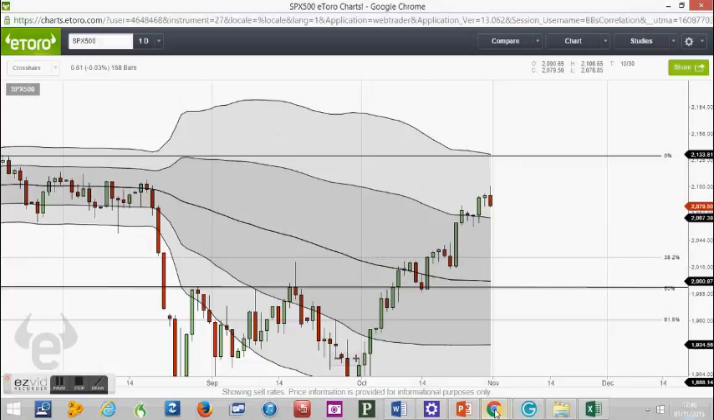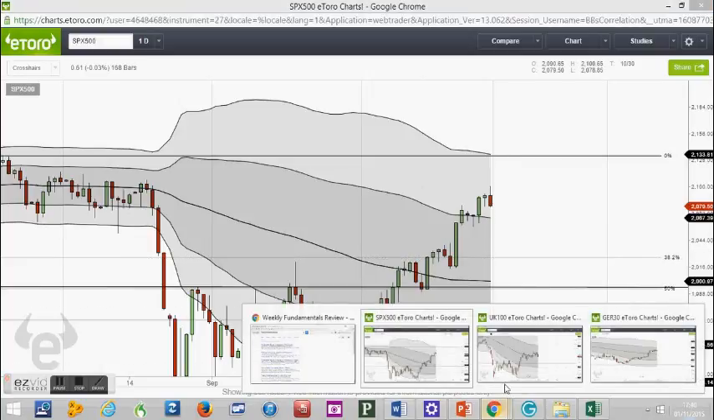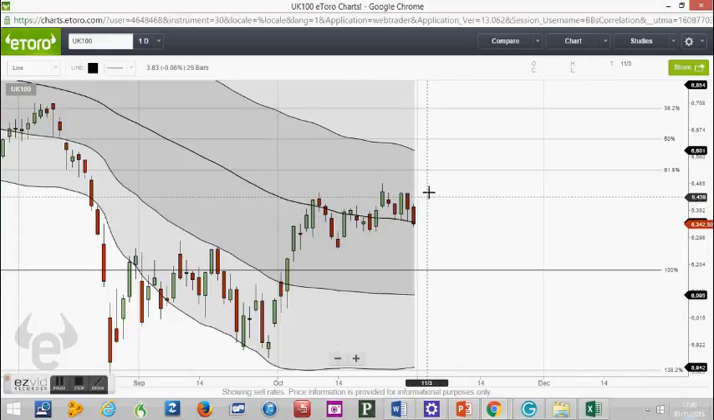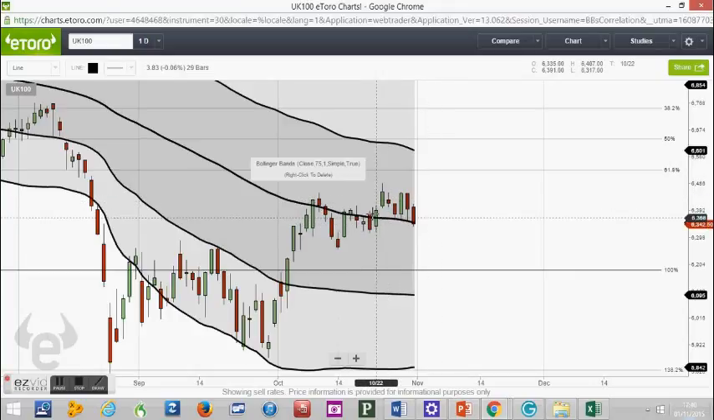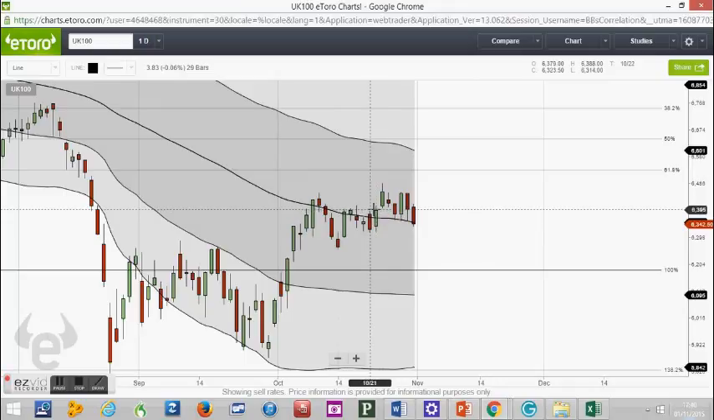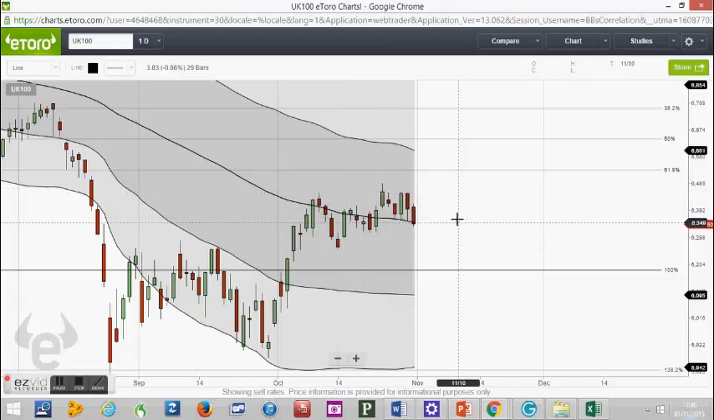And what's caused this? Well, in my opinion, for the UK 100, if we go back on that, it's been kept down because of political uncertainty and economic uncertainty caused by the political uncertainty. This is mainly in the form of the upcoming EU referendum, as well as the government being defeated this week in the House of Lords. I think that's kept this in a tight price action, but this will be discussed later in the video.